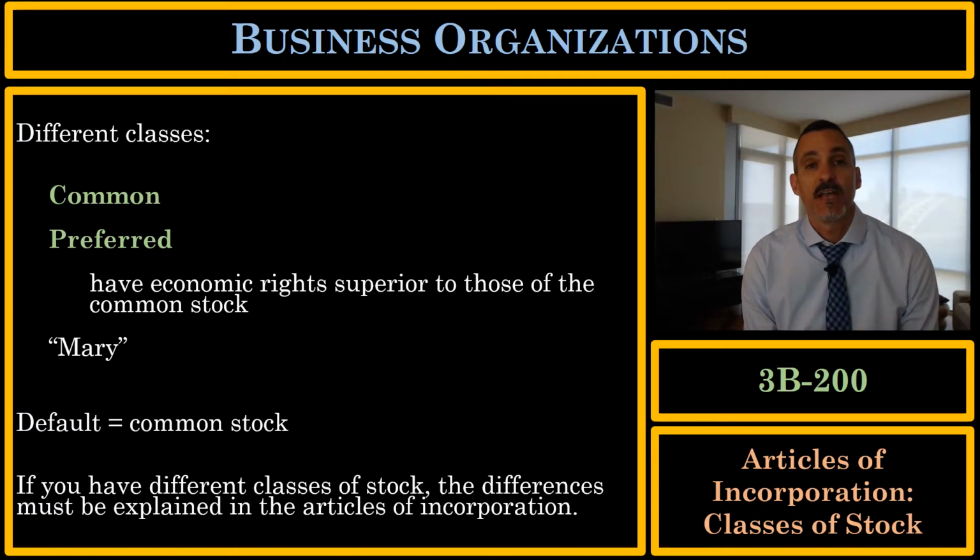Once again, as I said, the default is common stock. If you draft articles of incorporation and you don't say whether your stock is common stock or preferred stock, or you don't make differentiations between classes, then all of your stock is common stock. It's just a name for regular stock. And most people think, when they think of stock in a corporation, they think of common stock.